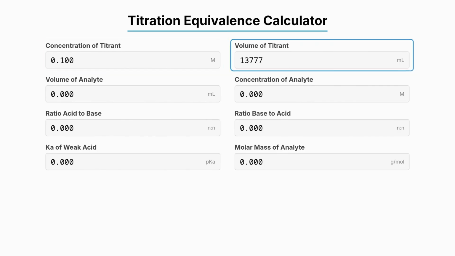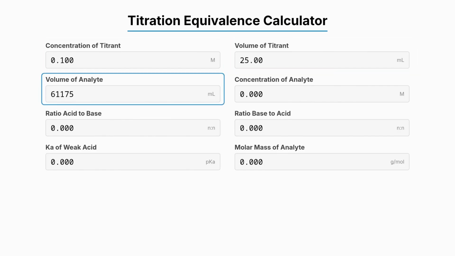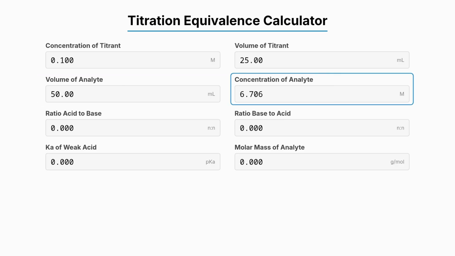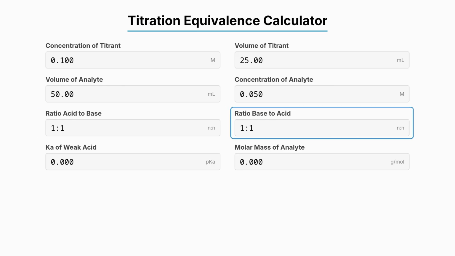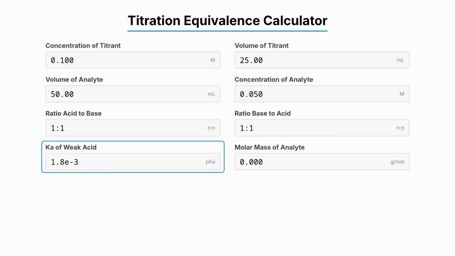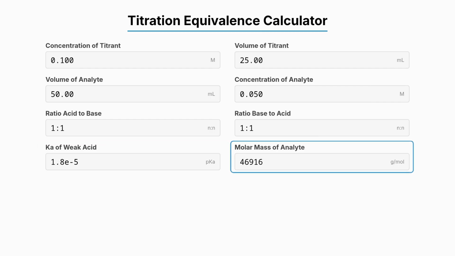Enter concentration of titrant in molarity, volume of titrant in milliliters, volume of analyte in milliliters, concentration of analyte in molarity, stoichiometric ratio acid to base, stoichiometric ratio base to acid, K of weak acid, and molar mass of analyte in grams per mole.